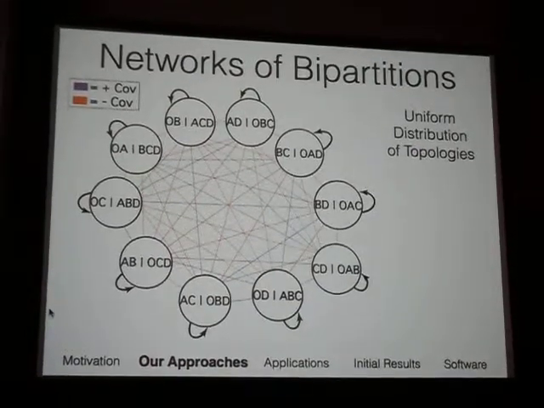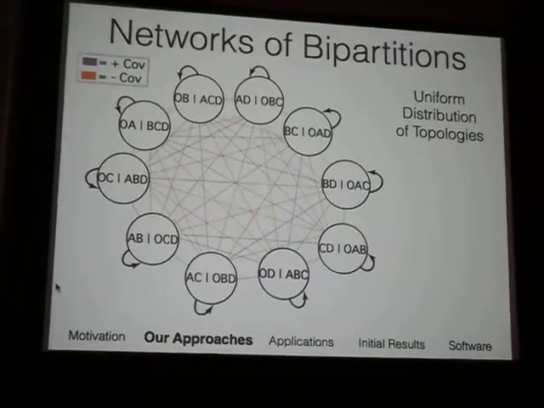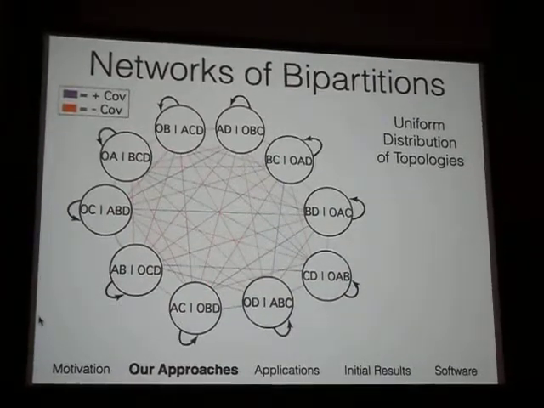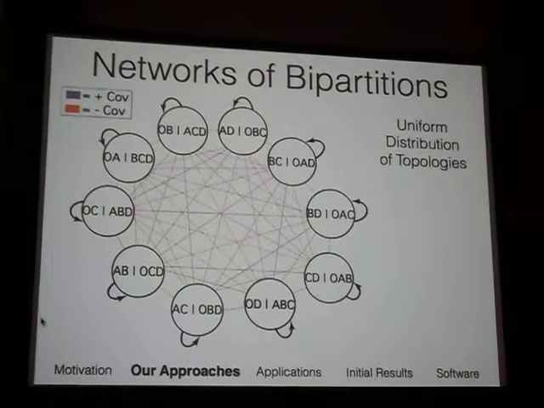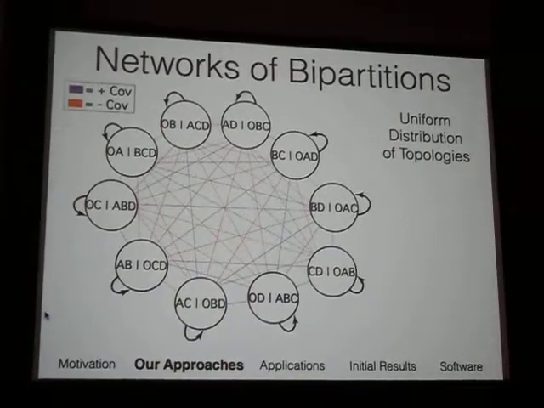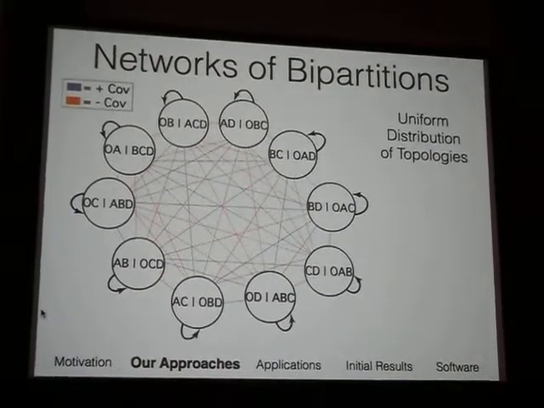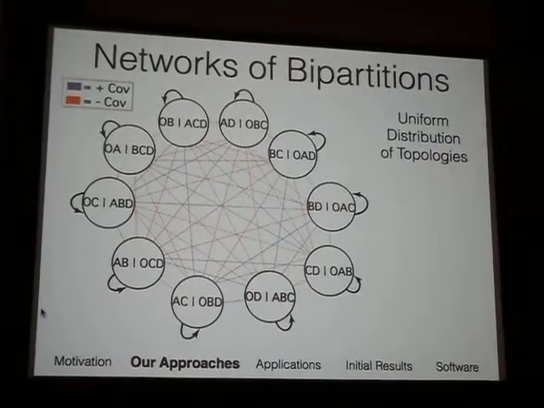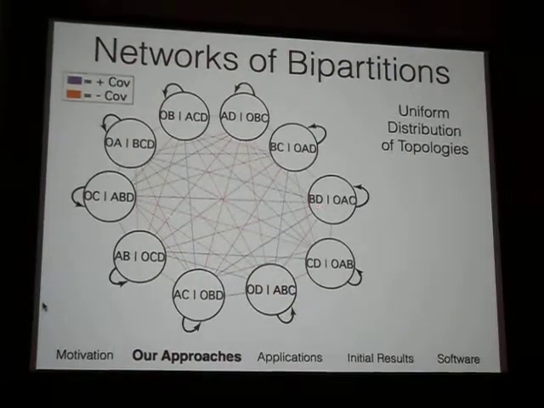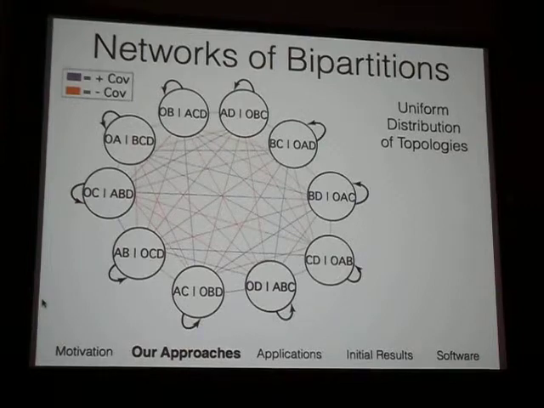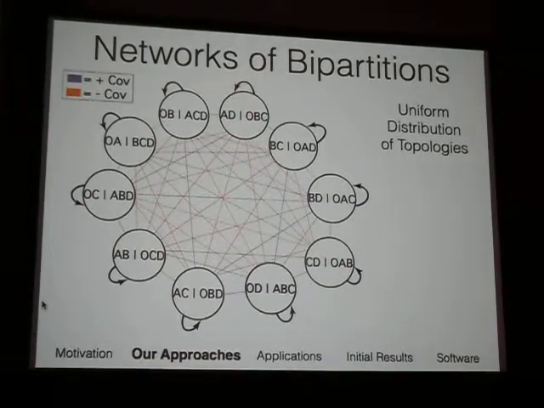So to give you a real example of what a network like this might look like, this is the type of bipartition covariance network that results from a uniform distribution of topologies. So here, just the structure of the trees themselves, of course, inhibits certain conflicting bipartitions from being in the same tree. So we have a lot of weak negative covariances, and to balance that out, we end up with some weak positive covariances. But we don't have a lot of structure to this network.